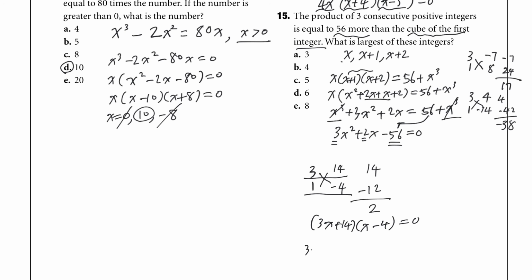Well, 3x plus 14 can be 0, which means that 3x is equal to negative 14. Divide both sides by 3. So x can be negative 14 over 3, but that's not one of our choices. So let's look at the second bracket. Well, that's simply 4. When x is equal to 4, this expression becomes 0. So the answer is B. There it is. 15 practice questions on factoring and multiplying polynomials. Thanks for watching.